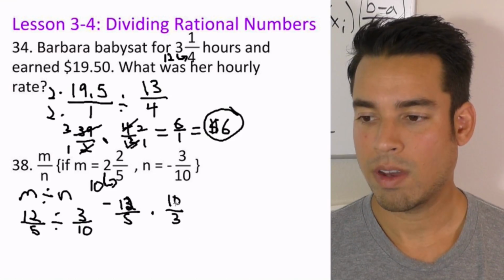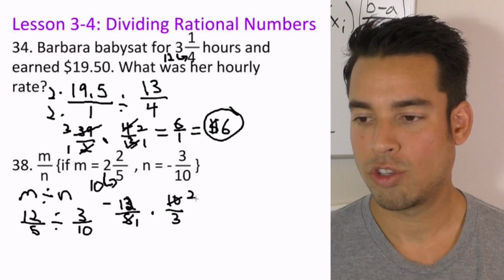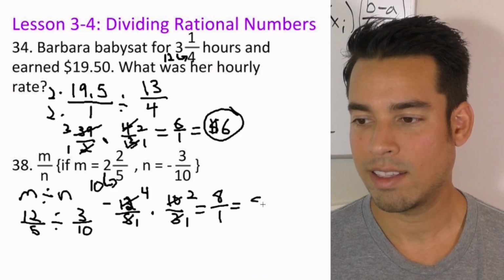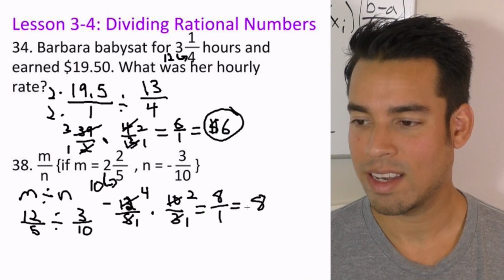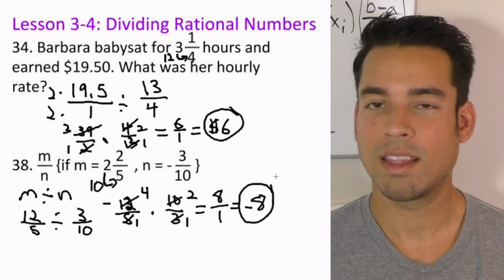Now let's cross simplify. 5 divided by 5 is 1, and 10 divided by 5 is 2. What about 3 and 12? Both divisible by 3, so that 3 becomes a 1. That 12 divided by 3 is a 4. So let's multiply out. We got 8 over 1, or simply 8. And our last step, we bring that negative down. This gives us -8, and done.